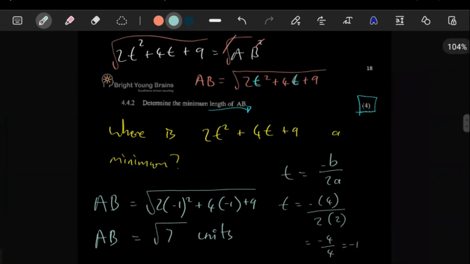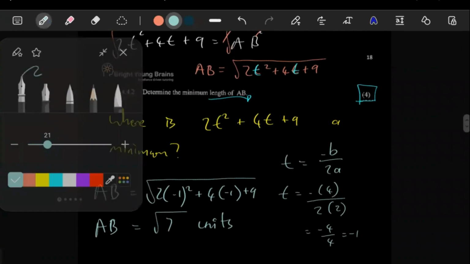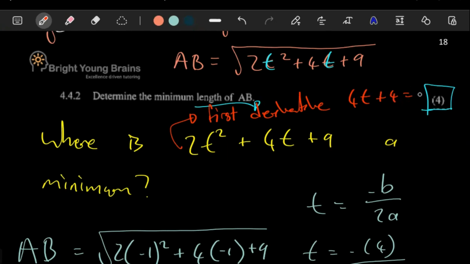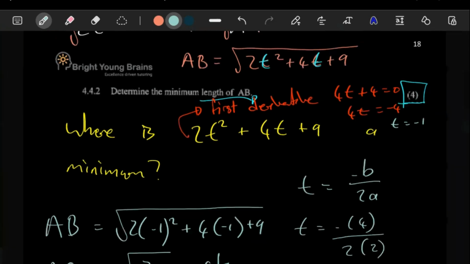For us to get this negative 1, you could have also just differentiated and made your equation equal to 0. It would have given you the same thing. If you differentiate this equation, your first derivative would have been 4t plus 4, made equal to 0. The 4 would go there and become a negative. You divide both sides by 4, you get negative 1. So let's just keep on moving forward to question number 5.